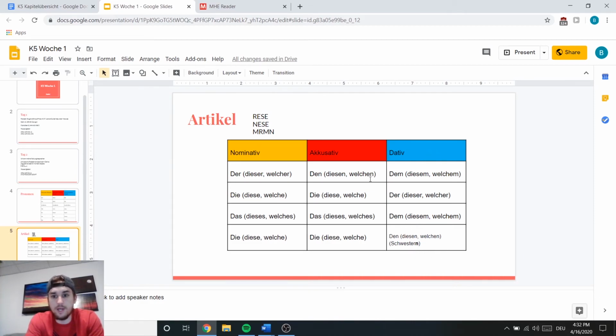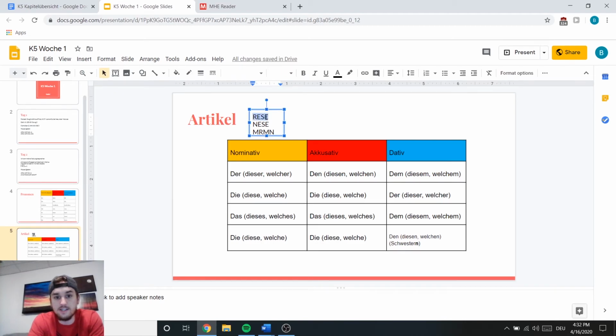So, as you guys can see here, maybe it looks a little confusing on the list, I hope not, but we've got an er at the end of our masculine here, right? So we've got der, dieser, welcher, right? We've got an E at the end of die, diese, welche. Ein S am Ende von das, ja? Das, dieses, welches. Und nochmal ein E am Ende von Plural, ja? Die, diese, welche, ja?